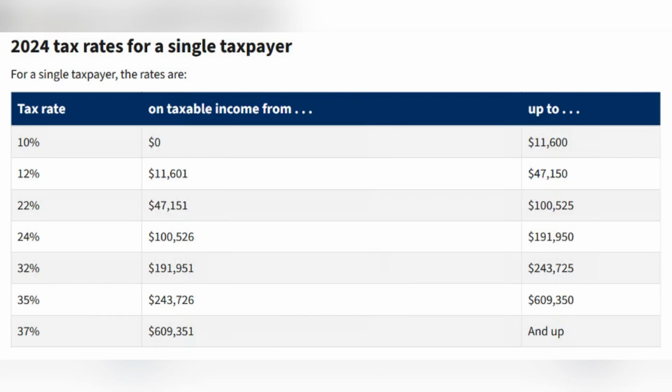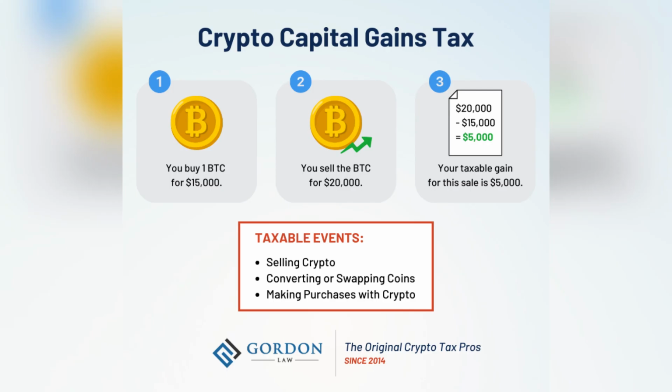Keep in mind that crypto held for less than a year is taxed as short-term capital gains, while anything held longer than a year qualifies for the lower long-term rates.